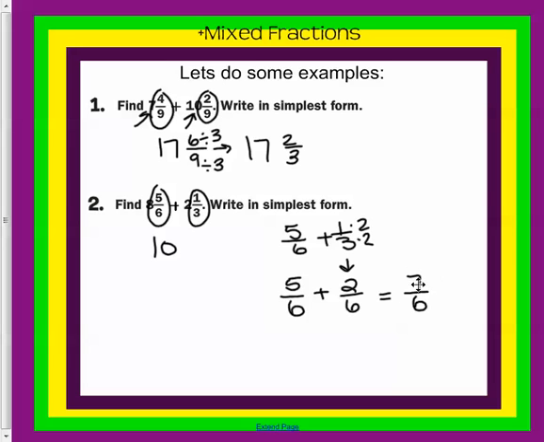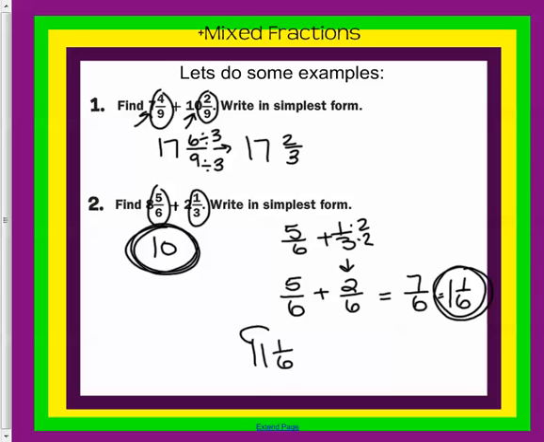That's an improper fraction. So how many times does 6 go into 7? 1 whole time with 1 sixth left over. Now don't forget about your 10. These two have to be added together and we get 11 and 1 sixth.